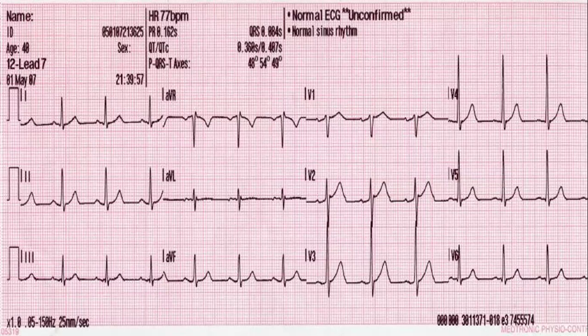Respiratory rate? Normal. Neck veins? Normal. Trachea? Normal. Any abnormality in chest inspection? Normal. Palpation? Normal. Percussion? Normal. Auscultation of lungs and heart? Normal. What's the blood pressure? Okay, thank you.